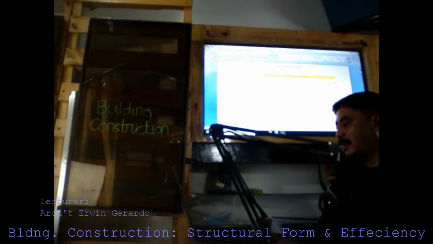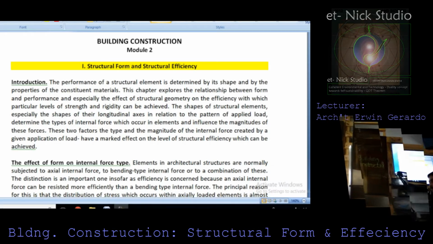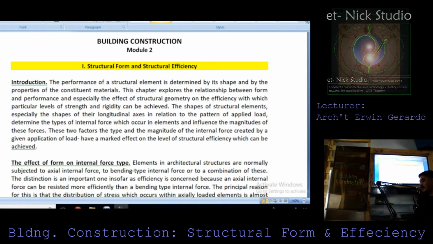Let me tackle the second module for building construction, structural form, and structural efficiency. Introduction. The performance of a structural element is determined by its shape and by the properties of the constituent materials. This chapter explores the relationship between form and performance, and especially the effect of structural geometry on the efficiency with which particular levels of strength and rigidity can be achieved.